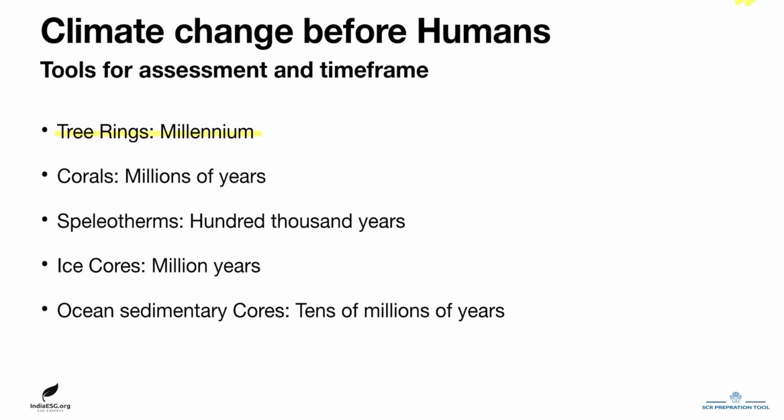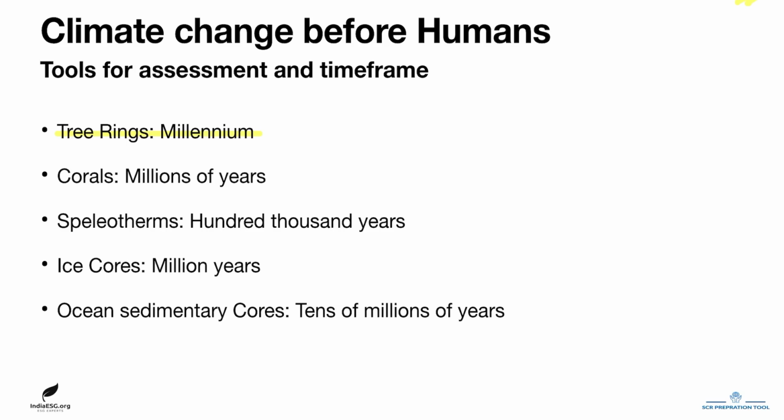So basically tree rings give us information about a millennium. So the logic behind tree rings being used to assess climate change in a particular region is that when trees grow, they grow differently in different temperatures or different wet or dry cycles. So trees have got their trunks. So in the center of those trunks, they have got different rings.